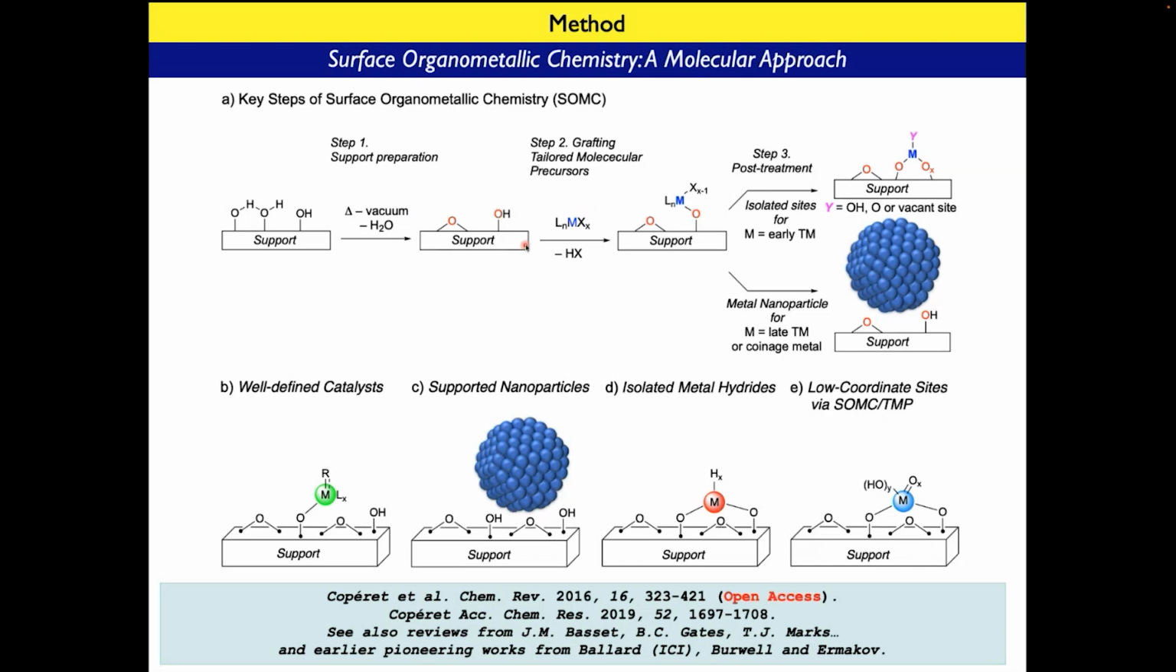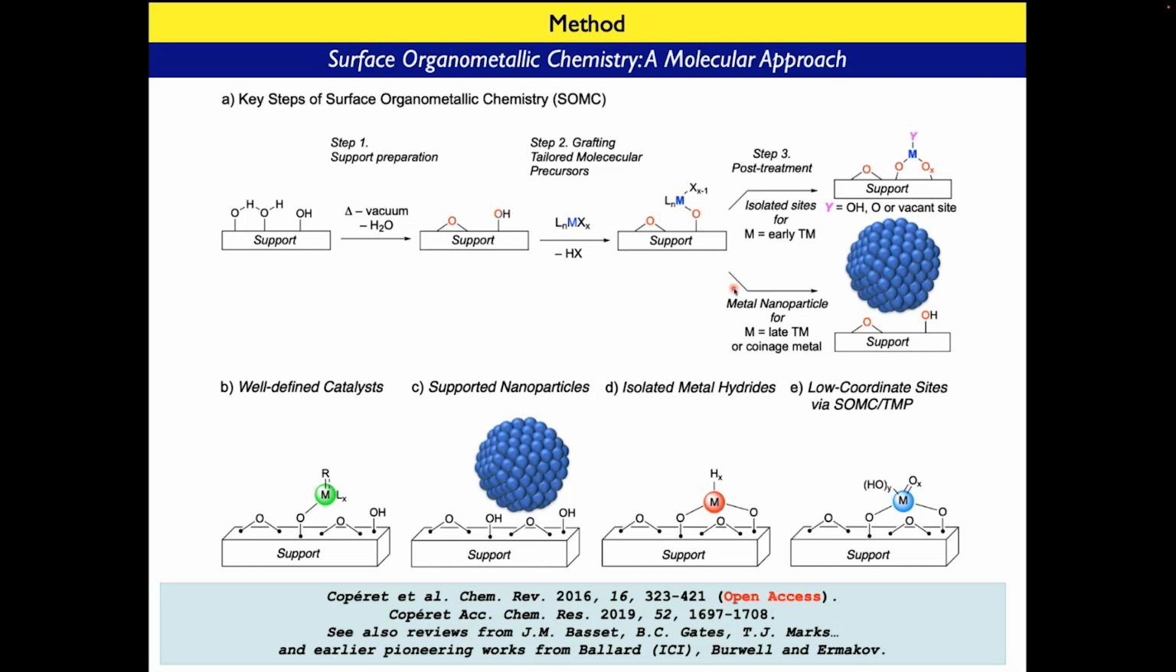When we have this tailored support, we generate a well-defined supported system using a tailored molecular precursor that we graft on the OH groups. This well-defined system is actually very similar to a homogeneous catalyst, because we still have a lot of organic ligands. We then remove these ligands by a post-treatment under oxidative conditions. With very early transition metals, you generate isolated metal sites whose structure depends on the ligand set.